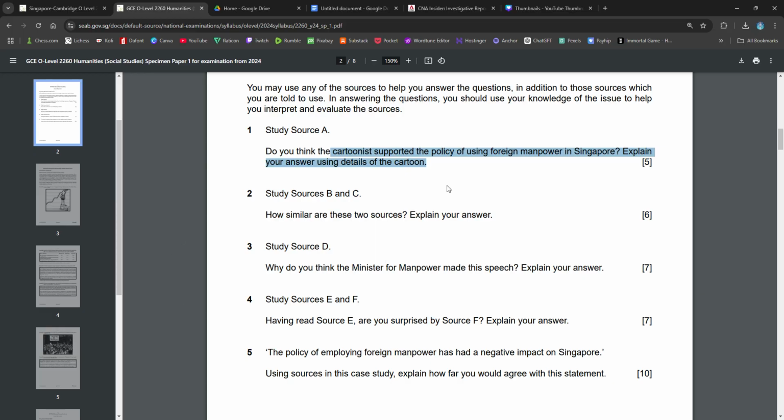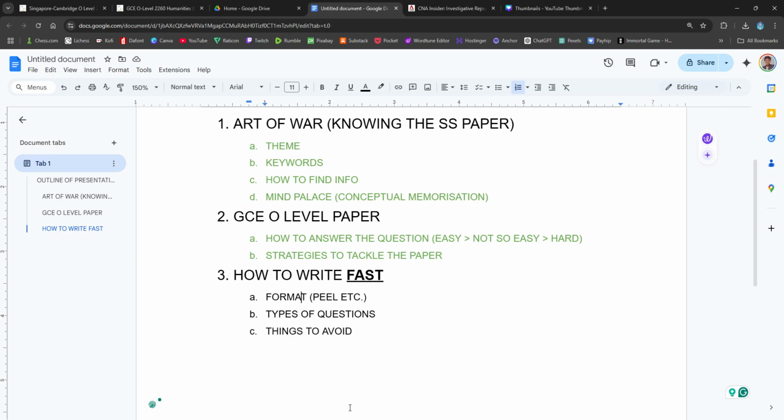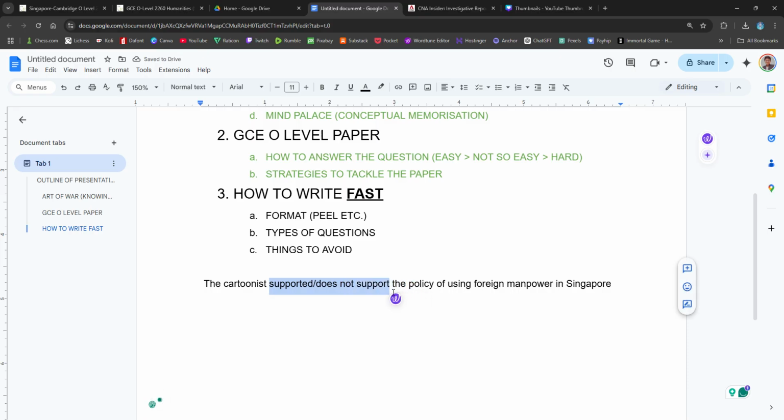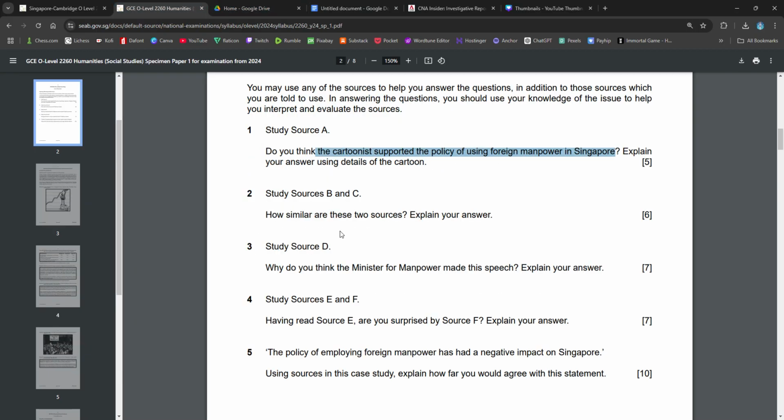So let's say you want to answer this question: Do you think the cartoonist supported the policy of using foreign manpower in Singapore? Don't waste your time thinking about, oh, did they support? Did they not support? No. Don't need to think. Just write it first. Just copy and paste. The cartoonist supported or does not support. All you need to do is just copy the question. Full stop.